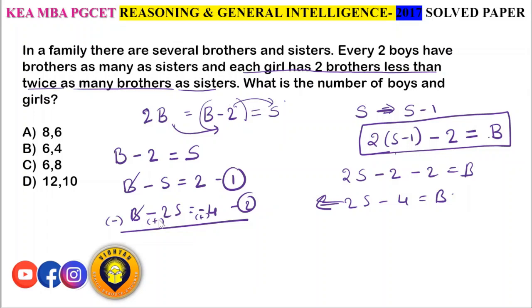So further simplify, reverse the sign, minus plus plus. So B and B get cancelled. Plus 2S minus S will become S. Plus 4 plus 2 will become 6. So S value will become 6. That is, number of girls is 6. If S value is 6, you know that B minus 2 is equal to S, that is 6. B value will be 6 plus 2, that is 8. So number of boys are 8, number of girls are 6. So number of boys and girls they asked, the answer is 8 and 6.